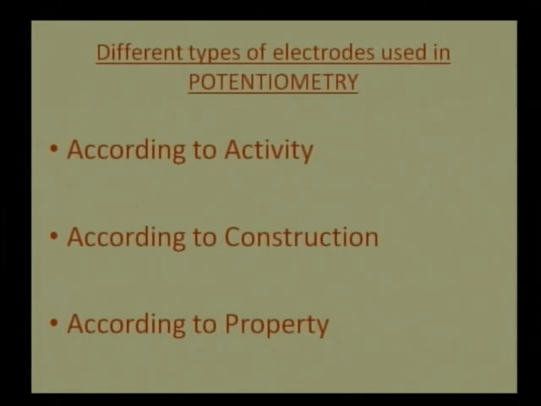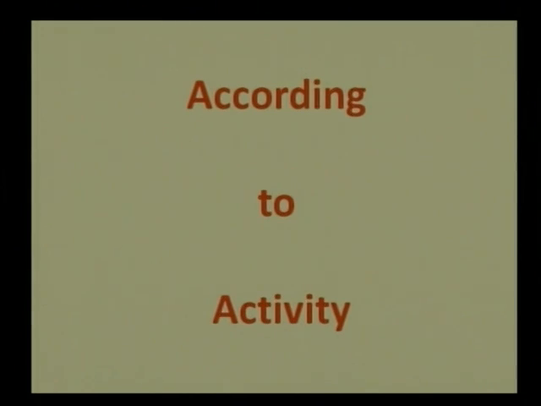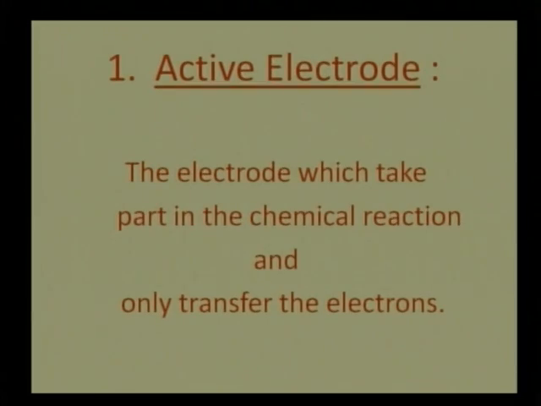Now, there are many different types of electrodes used in modern potentiometry. They are classified according to their activity, according to their construction, and according to their properties. According to the activity, there are 2 types of electrodes. One is the active electrode. It means the electrode which takes part in the chemical reaction and also transfers the electrons. Means the electrode is directly taking part in the reaction.